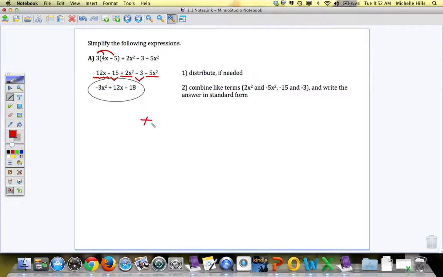Do not ever in a final answer write plus a negative. It's just minus. Otherwise it's not simplified. Then I circled my answer because I was done.